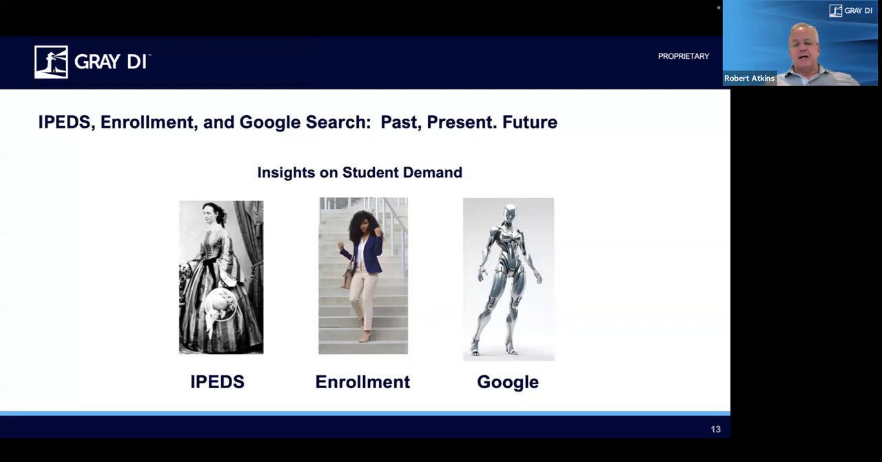So think of this as past to future. Past is what happened in iPads. That's what people wanted 3 to 5 years ago. That is 2 years before the most recent data came out in 2023. Enrollment, right up to date. Google is what people are looking at, and they'll probably come take those programs in the future.